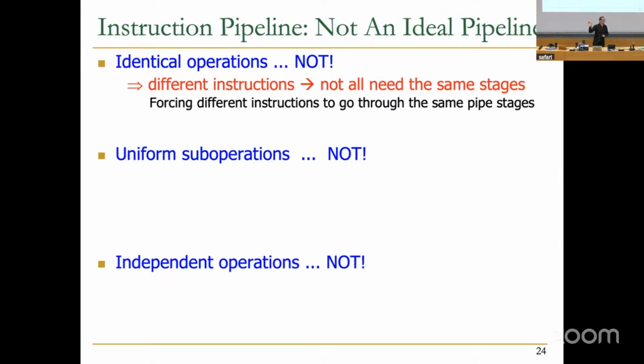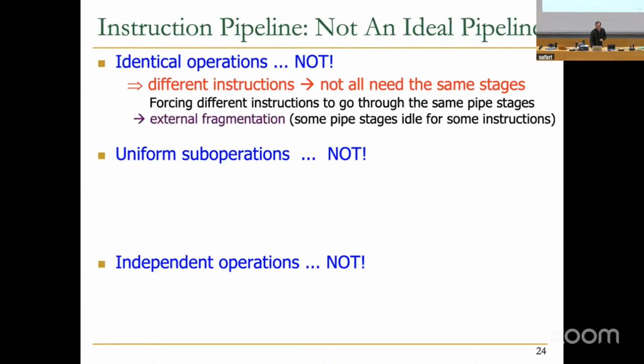Now, this is not a bad evil, let's say. We're going to also fix this a little bit when we talk about multi-cycle execution next week. But it causes external fragmentation, meaning some pipe stages are idle for some instructions. And we saw that yesterday, right? An R-type ALU instruction, an add instruction, goes to the memory stage, and it does nothing in the memory stage, right? Okay, so we've seen this. That's called external fragmentation. Okay, there's also uniform sub-operations. Let me cover that first.